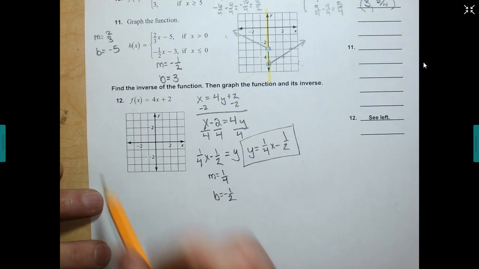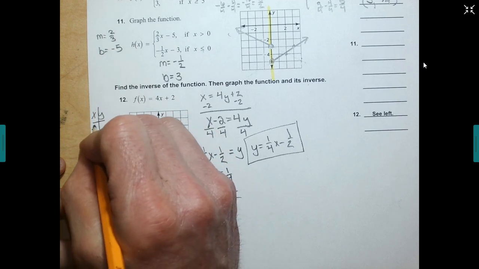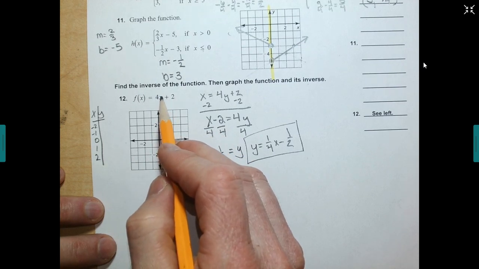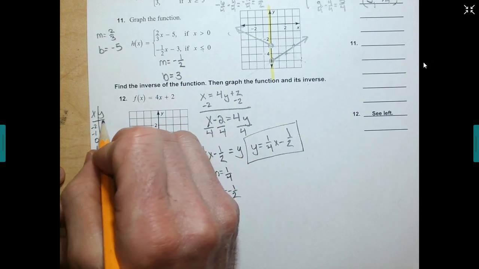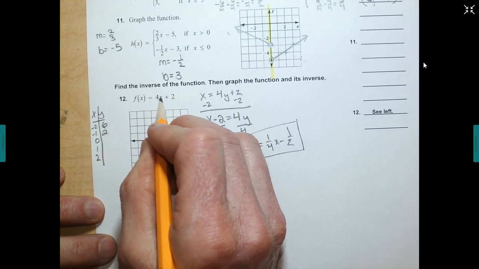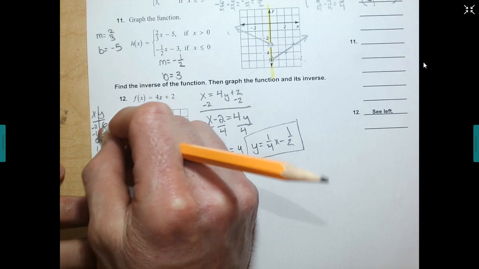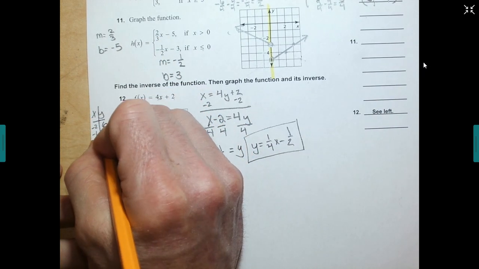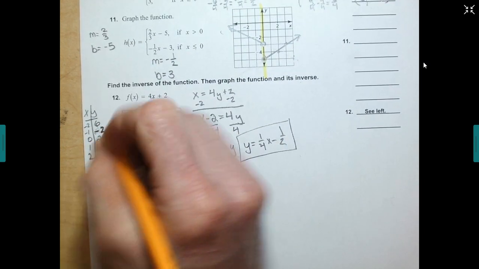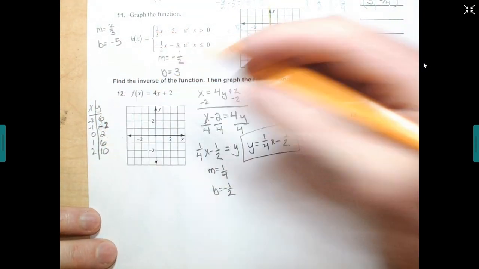Now the other way I could do it is I could plug in x's and y's and flip them. So let's do -2, -1, 0, 1, 2. 4 times -2, that's -8, plus 2 is -6. -4 plus 2 is -2. 0, 4 times 0 is 0. 0 plus 2 is 2. I'm sorry, 1, 4 plus 2, that's 6. 2, 8 plus 2, that's 10. So there's this function.